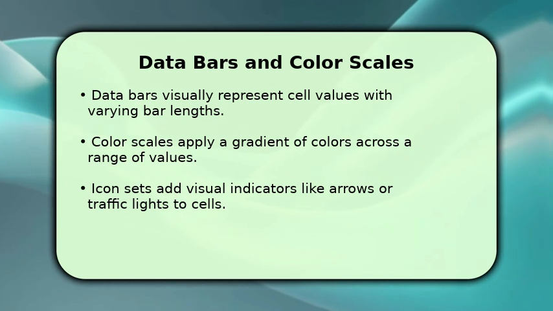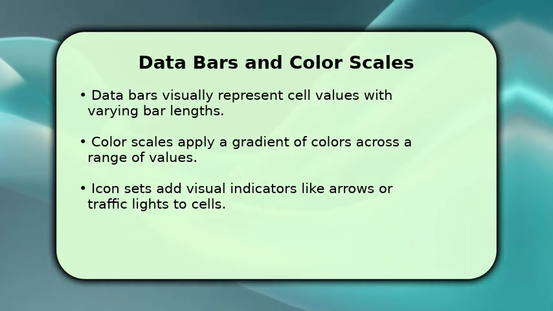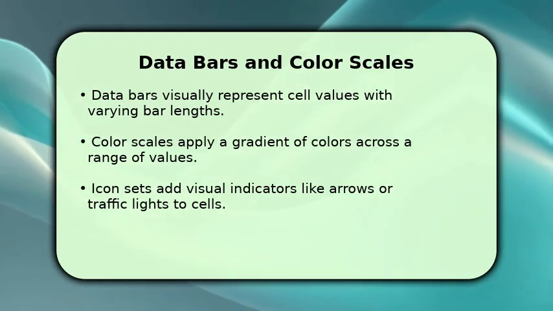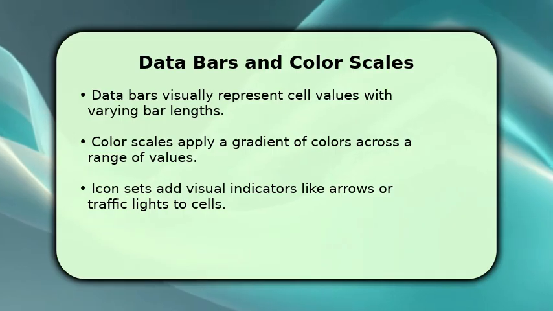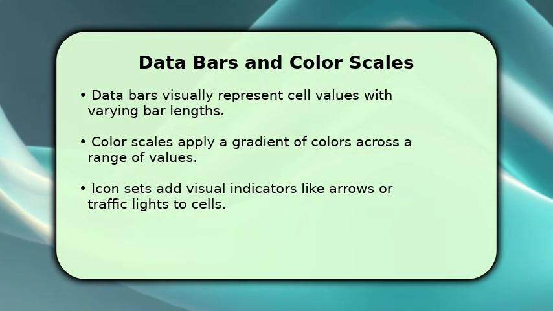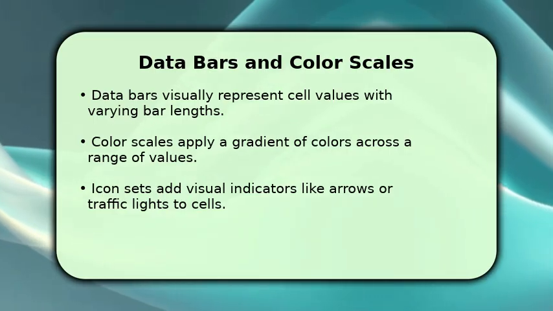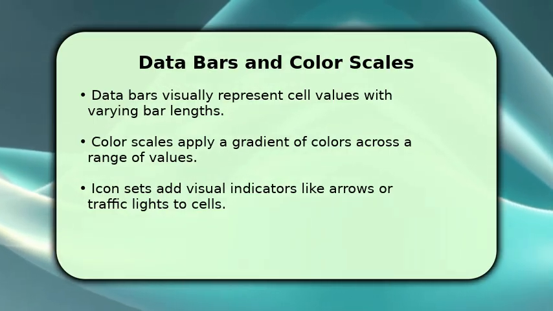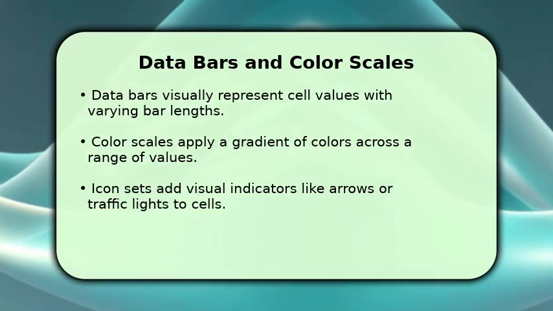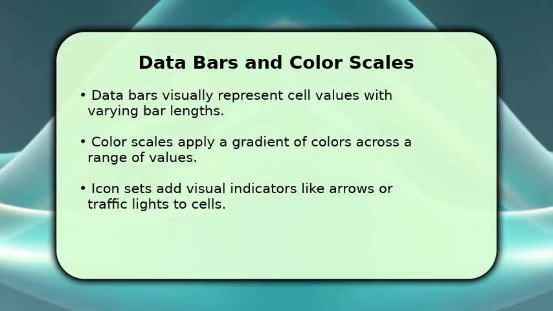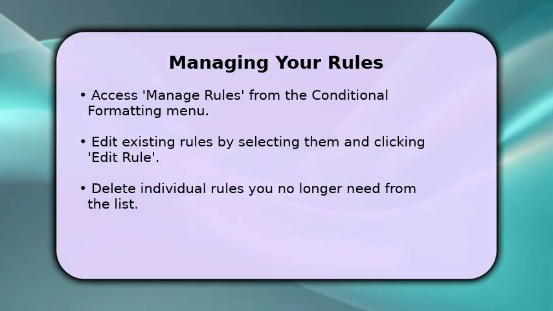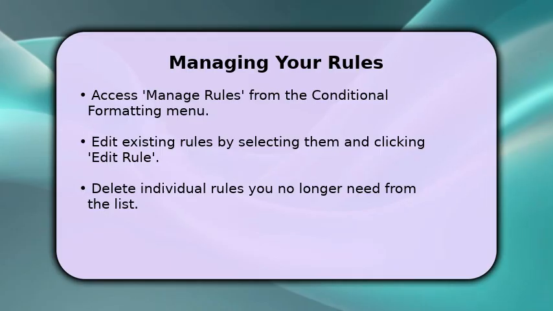Beyond basic highlighting, you can use data bars to visually compare values within a range. These bars fill cells proportionally to their value, offering an immediate visual sense of magnitude. Color scales apply a gradient of 2 or 3 colors across your data, showing a spectrum from low to high values. For instance, green for high and red for low. You can also add icon sets, like 3 arrows, to quickly indicate trends or status, making your data even more dynamic.